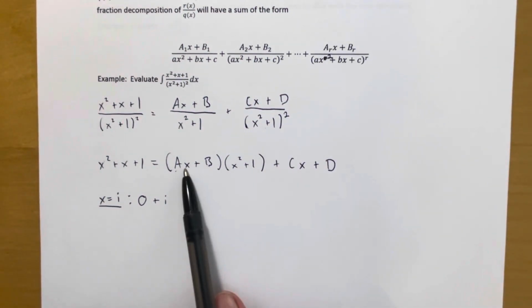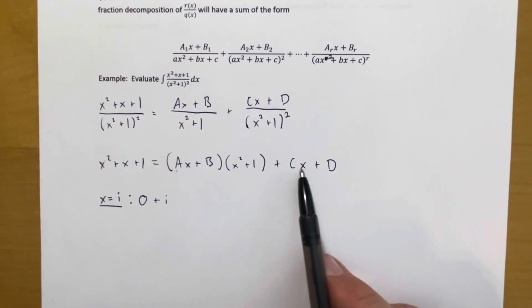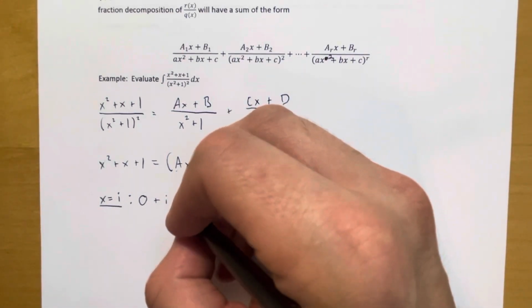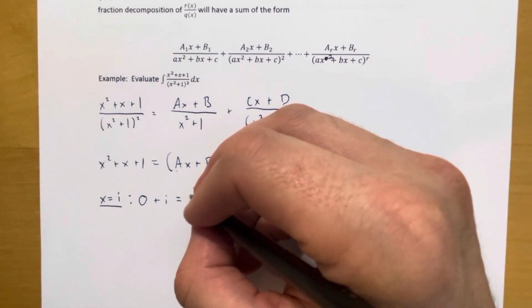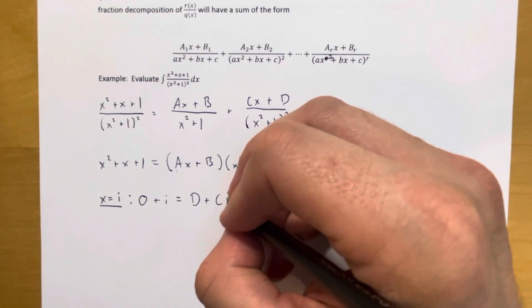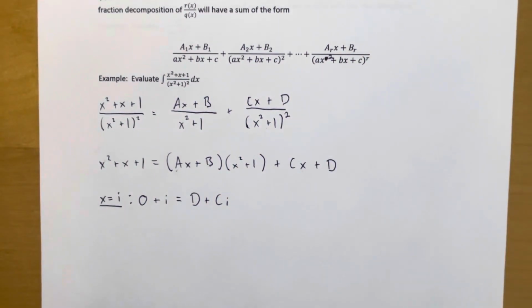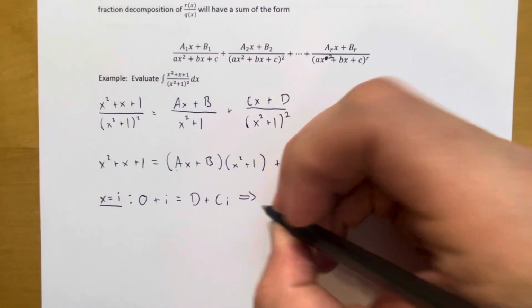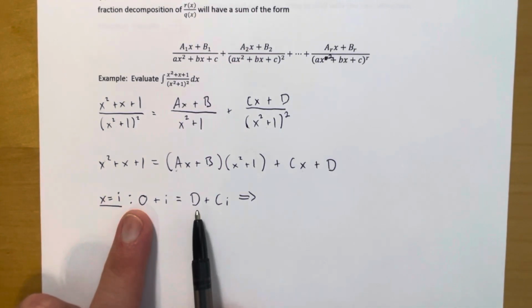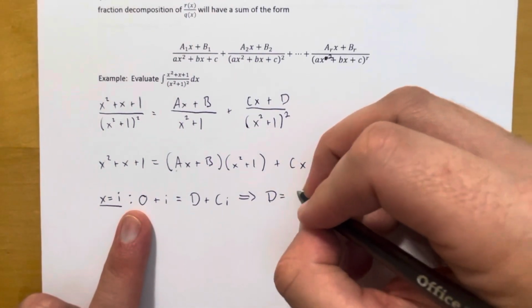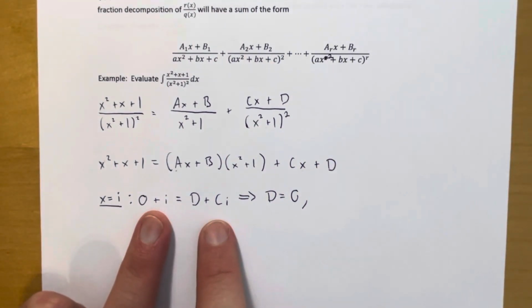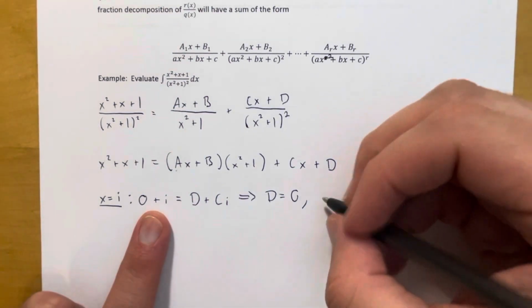Okay, we plug an i in so that would go to 0, and that leaves me with that cx plus d, which when I plug i in for x is going to give me d plus ci. Notice I switched the order of those terms, and that's because we want the real part to show up first, the imaginary part to show up second. If I equate real parts, I get d equals 0. And if I equate imaginary parts, c is equal to 1.